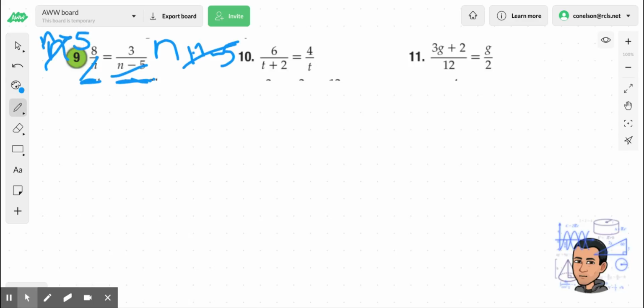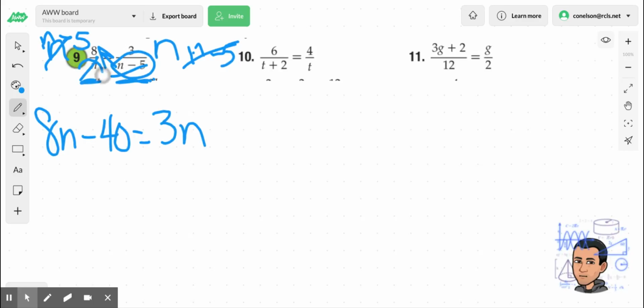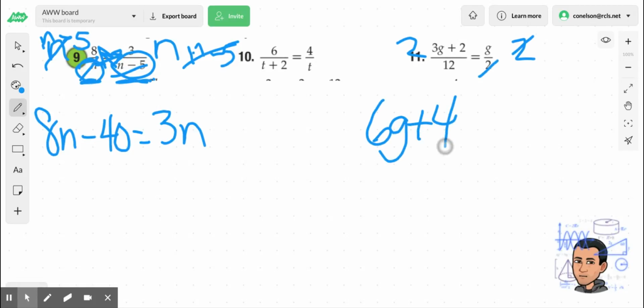It's supposed to be n minus 5. So then what you end up with on the left side is 8n minus 40. And then on the right side, you would end up with 3n. Okay? Because all I did was multiply this there and this there. Same thing over here. If you're like, I'm going to multiply both sides times 2 so that cancels out, that gives you 6g plus 4 on the left side. Then I got to multiply both sides times 12 to get rid of this, which would give you 12g.